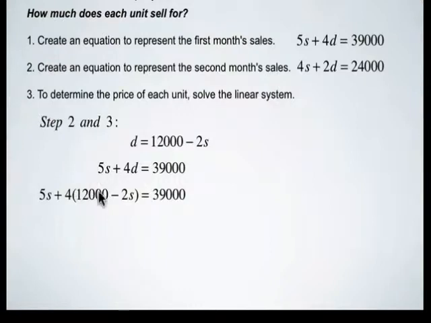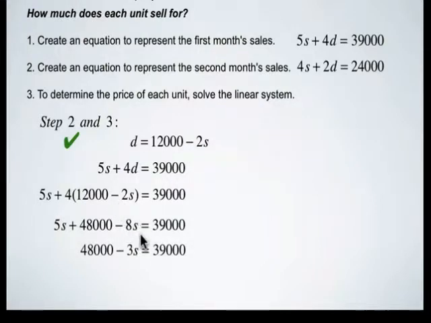We're done step 2. So 4 times 12,000 is 48,000. And 4 times negative 2S is minus 8S. 5S minus 8S is negative 3S. So 48,000 minus 3S is equal to 39,000.